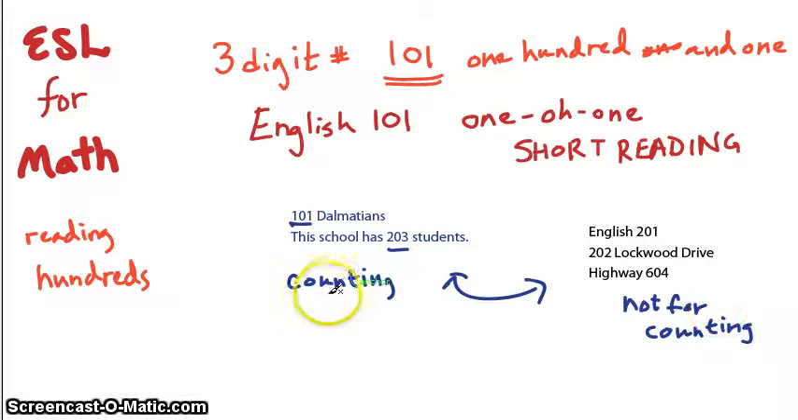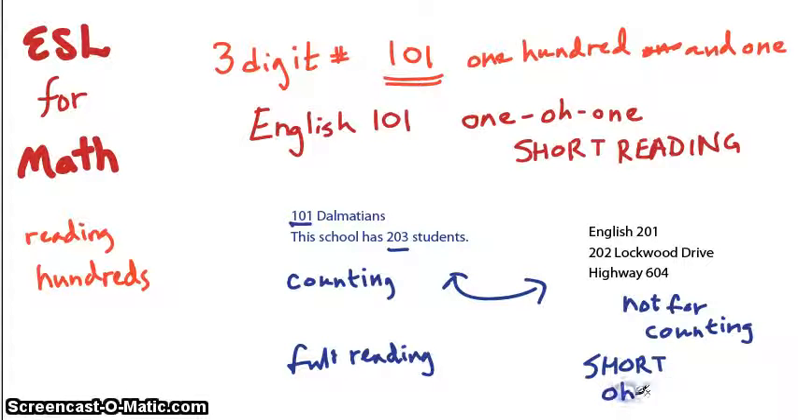Okay. So, to summarize, when we're doing counting numbers, we always give the full reading. But when we're using the numbers as names, we use a short reading. And that would have the word "oh" instead of saying "hundred."